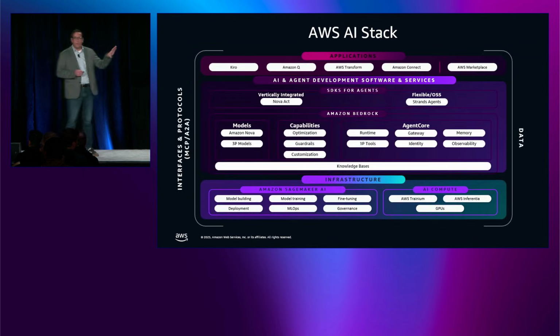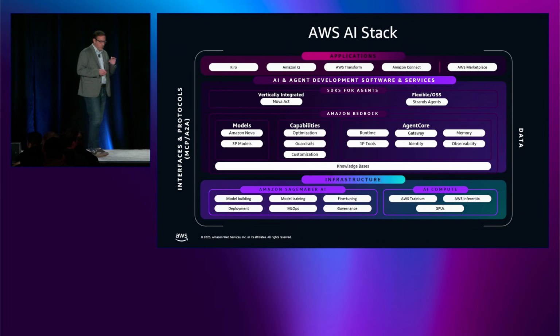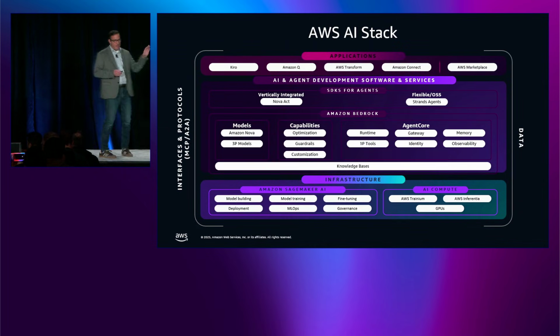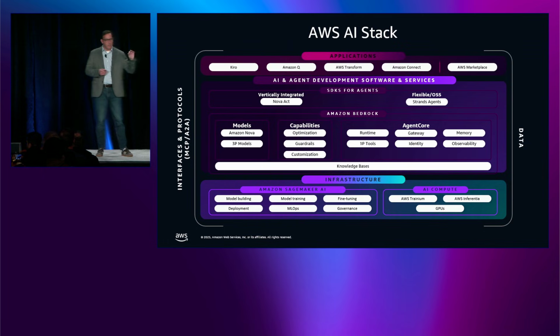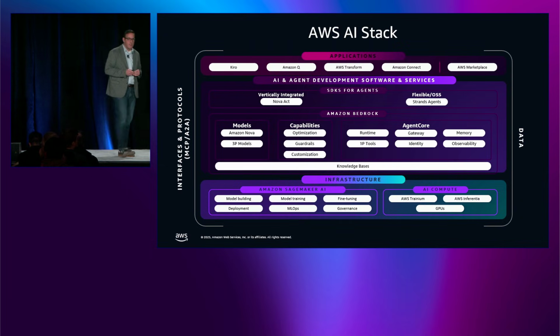Bedrock AgentCore, however, exists in a much more full, complete AWS AI stack. And so I talked about those purpose-built agents up at the top, and these are things like AWS Transform, Connect, Amazon Q. Our first-party models such as Nova, our partner models. AgentCore kind of sits there in the middle with Amazon Bedrock, where we give you model of choice, allowing you to pick the right model for the specific application that you're designing it for.